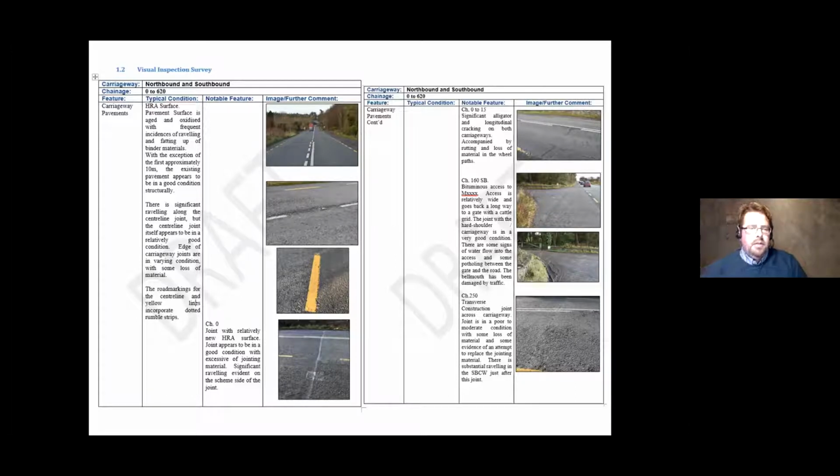And then in the second column, we made note of the notable features. So highlight your centre line, highlight your joints, highlight your centre line joints, highlight any accesses or junctions that are unusual. So bituminous junctions. If you have a wealth of agricultural gates, I wouldn't mention each and every individual one of them, but I would highlight that there are a number of them, and then just focus on any of them that are in particularly bad state or any of them that are causing distress to the pavement adjacent.